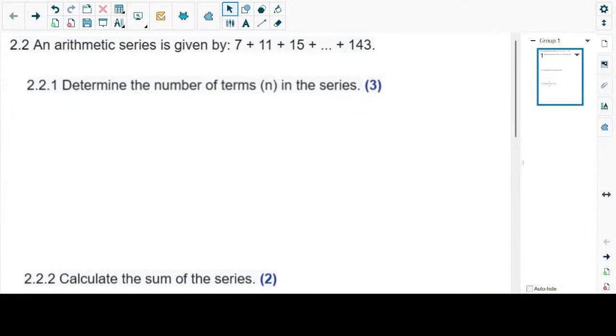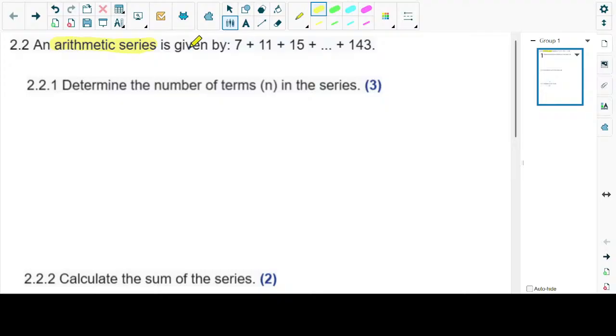Okay, so then let's go to the smart notebook. Here's our question. When we read the question, it says an arithmetic series is given by... Keyword. Let's highlight our keyword. Arithmetic. It says an arithmetic series.